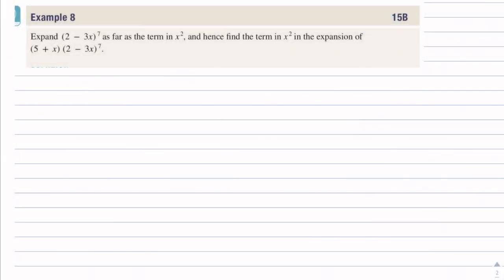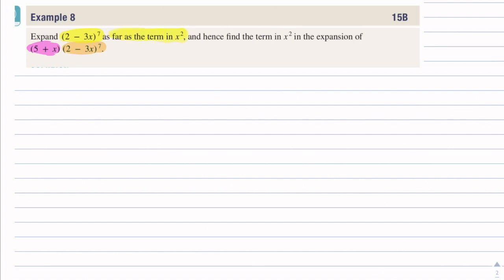Howdy doodly, studentinos. We're looking at example 8 here, and we're doing expansions, and then finding something to do with the product of an expansion. So I've got two different binomials. One has been expanded, and you've got them timesing in each other. But first of all, we're going to do this first one, 2 take 3x to the 7, and it says to only do it as far as the term in x squared.